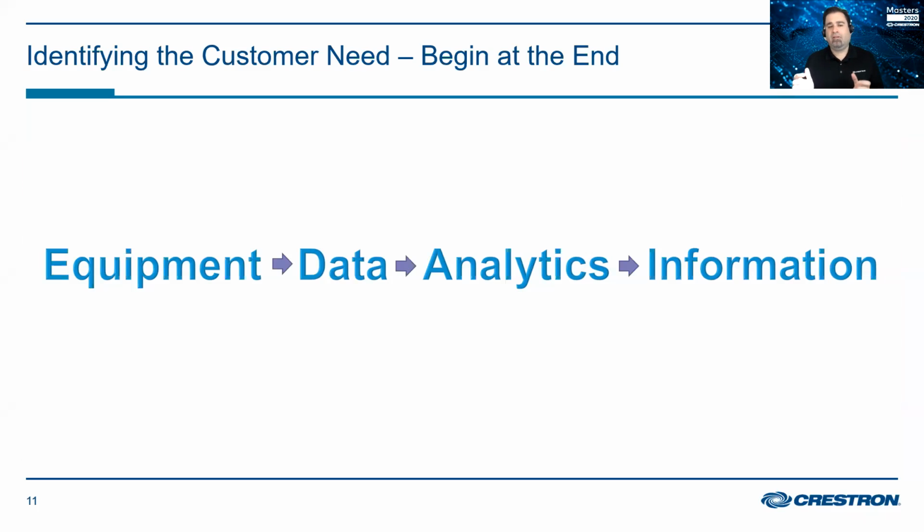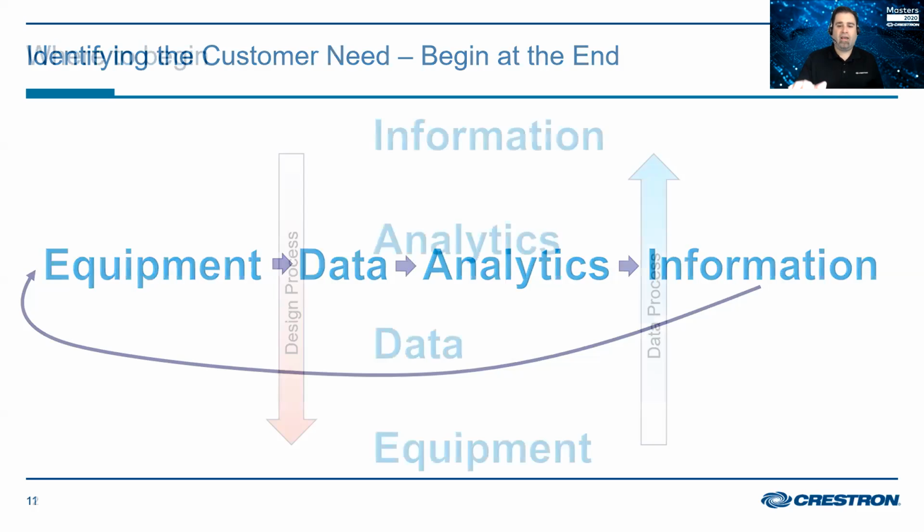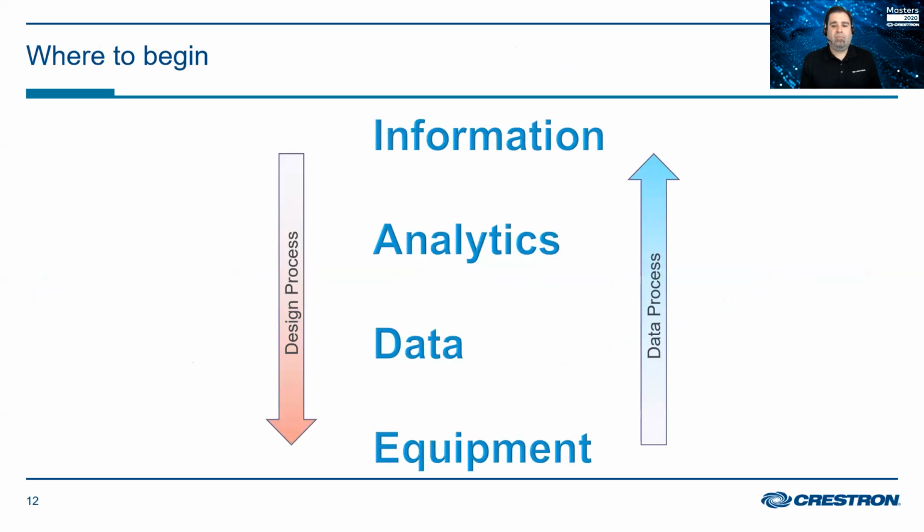But in terms of deciding which equipment to use, we kind of have to begin at the end with what information we want to get out of this thing. And what information we want to get out will help define what equipment sits up front in the first place to give us the data that we can then parse and analyze to get to the information. So said another way, there is no information without analytics, there's no analytics without data, and there's no data without equipment. But the design process kind of works backwards.